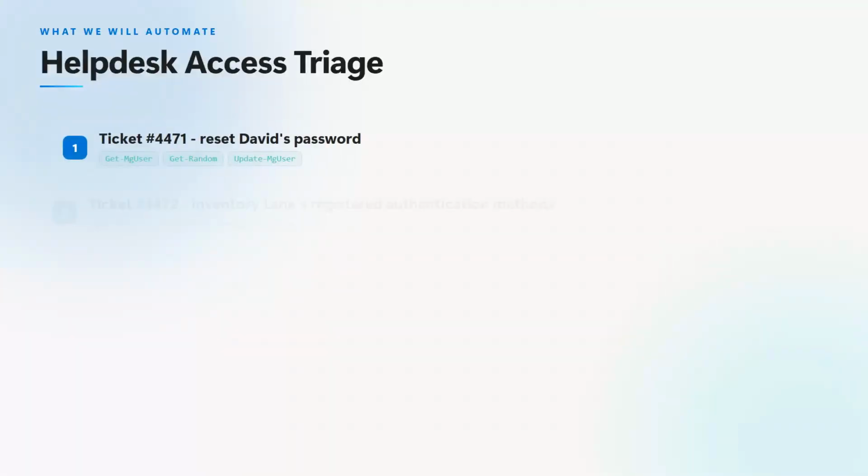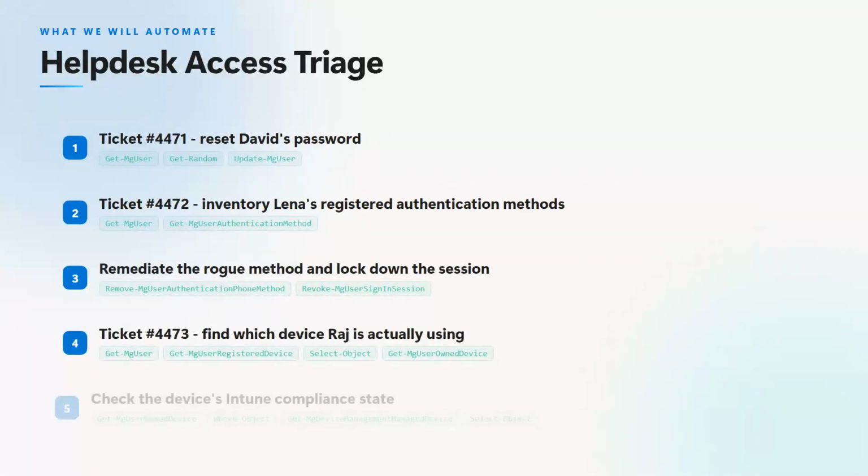We begin by setting up an identity that can sign in without a human, which is what makes any of this schedulable. First, you automate a password reset for David using getMgUser and updateMgUser, with getRandom to generate a secure credential. Next, you inventory Lena's registered authentication methods through getMgUser authentication method.